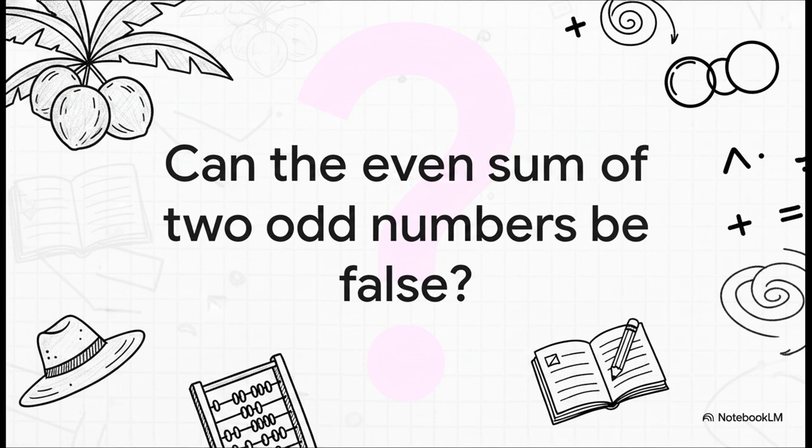Try adding some odd numbers together right now. Can you find a single example where this rule actually breaks down and is false? Grab a piece of scratch paper, test it out for yourself, and keep exploring the amazing logic of numbers.